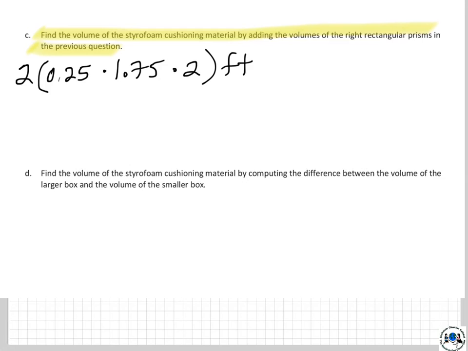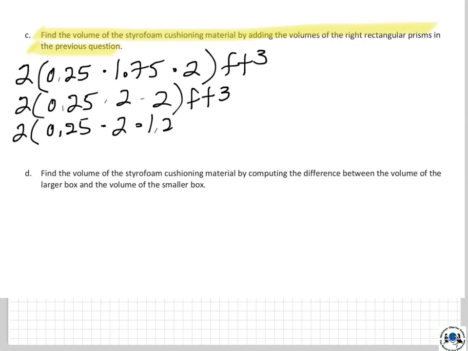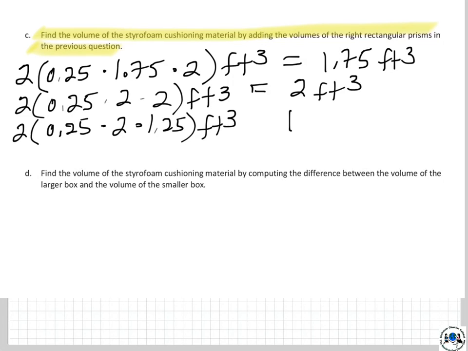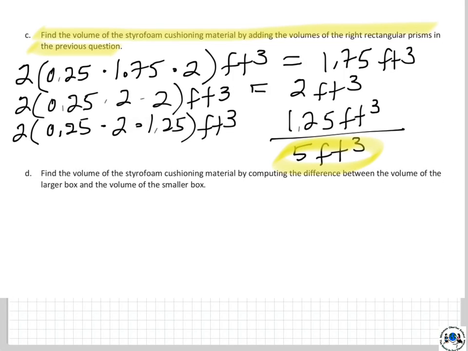So first I had 2 times 0.25 times 1.75 times 2 cubic feet. And then I had 2 of 0.25 times 2 cubic feet. And then 2 times 2 of 0.25 times 2 times 1.25 cubic feet, okay? All of those equal 1.75 cubic feet, 2 cubic feet, and then 1.25 cubic feet for a total of 5 cubic feet.